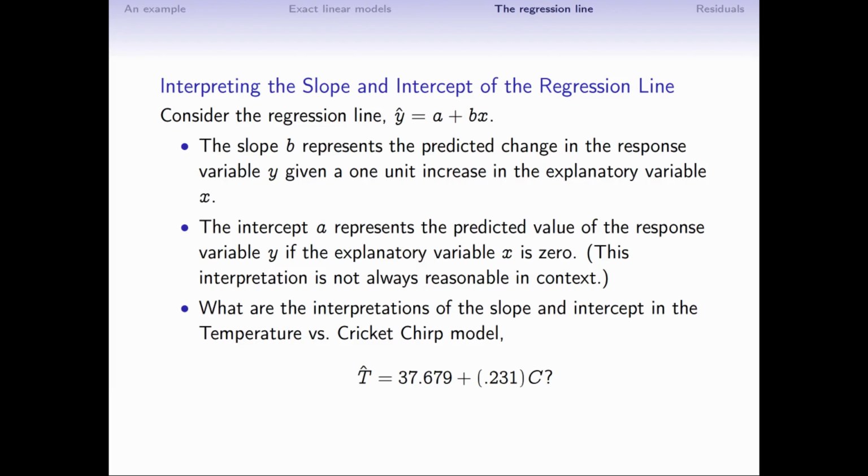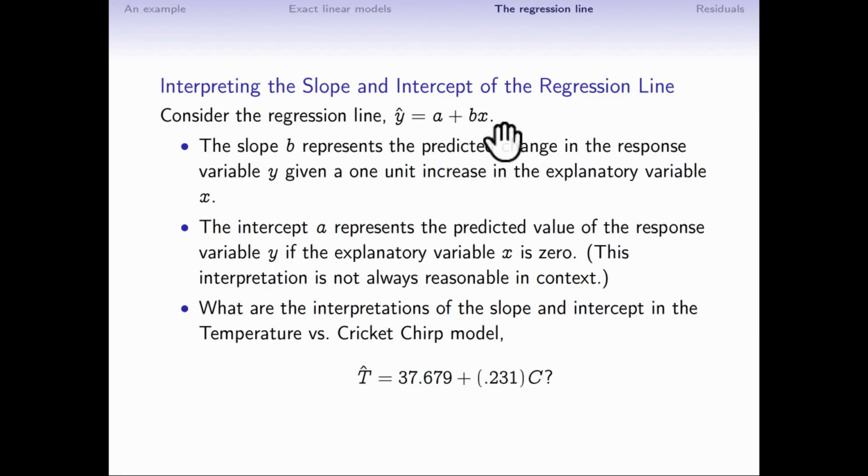We're going to look at a concrete example in just a second, so let's just read through this and then we'll try to put this in the context of a specific example. Now the intercept a, on the other hand, represents the predicted value of the response variable y if the explanatory variable x is near 0. And this interpretation is not always reasonable in context, so you'll have to be careful in interpreting the intercept because having the explanatory variable near 0 may not make a lot of sense.